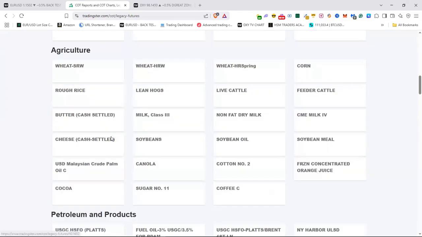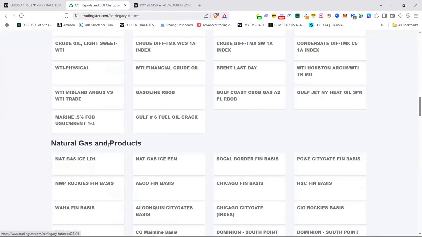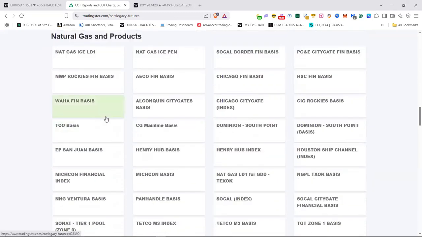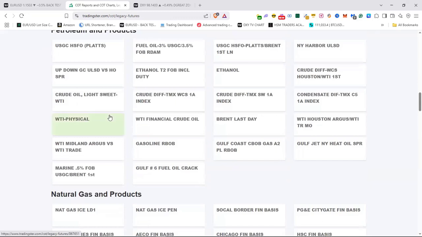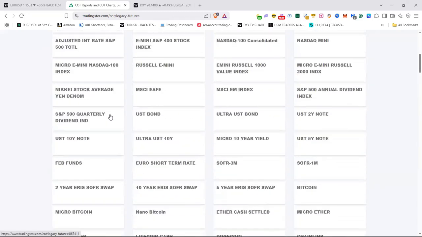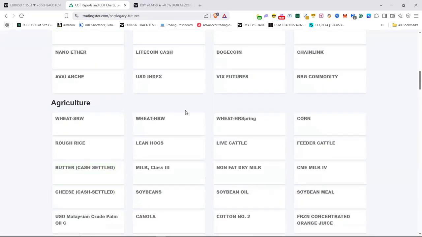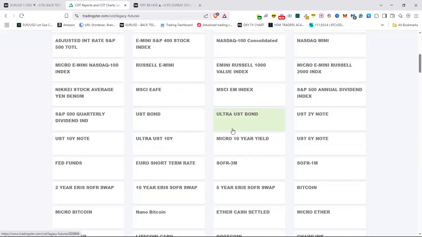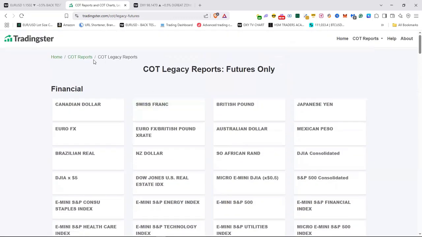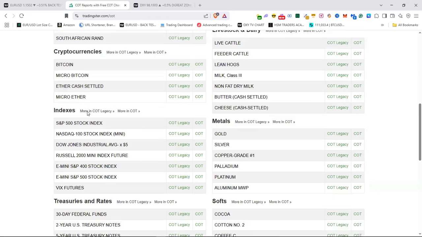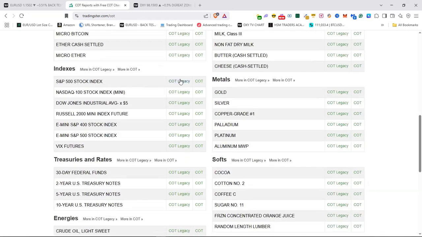I'm looking for indices. Let's go to indices: agriculture, petroleum products. Petroleum products, you're going to see something like US oil, crude oil, and the rest of them. You look at all those there, and under natural gas also, we'll have natural gas as well. So let's look at, I'm looking for cryptocurrency, legacy reports, COT reports. One minute there. I want to make sure that I'm looking at the whole thing together, okay? Cryptocurrency, metals, indices, S&P 500 stock index. Let's look at that.